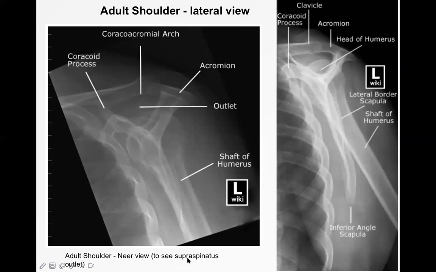And the near view means we are taking the X-ray from the superior side, a bit tilted, to see the supraspinatus outlet, where the supraspinatus muscle is usually located. This type of X-ray is sometimes necessary to see exactly what type of fracture is there in the shoulder area, and what type of displacement or dislocation is there. Just a type of X-ray, nothing more than that.